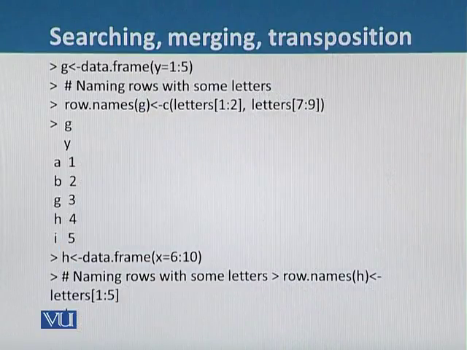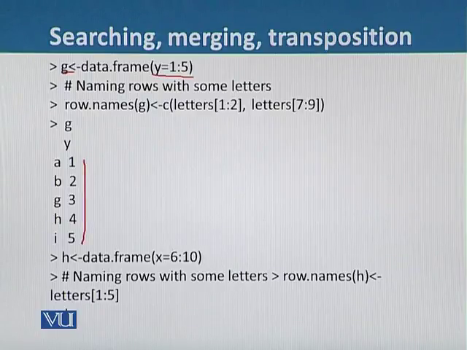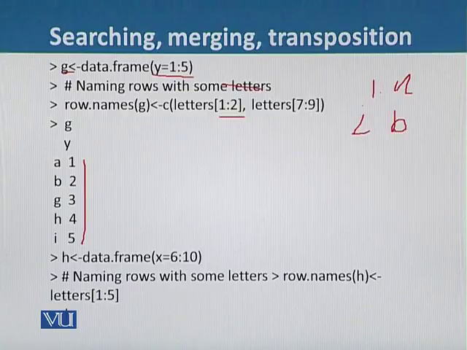So here we can see easily, if we want to compare two tables, we have two tables. First is the G table, and its Y column is 1 to 5, and we can see here 1 to 5. We can name the rows with some letters, and in this case we have the letters: 1 to 2 means that 1 means A and 2 means B. So here first is A and second is B, and 3 means C, but we can see here there is no C.